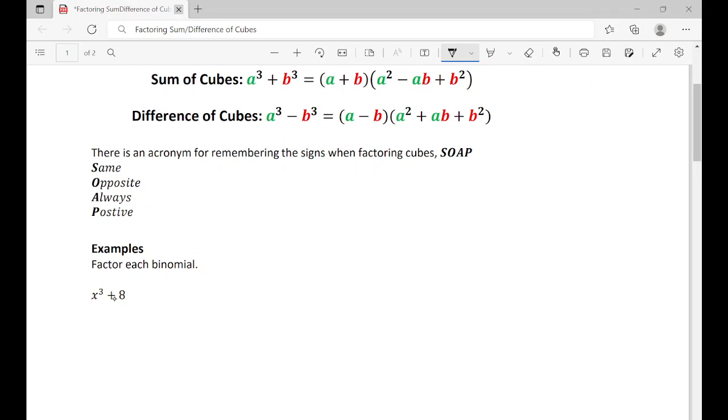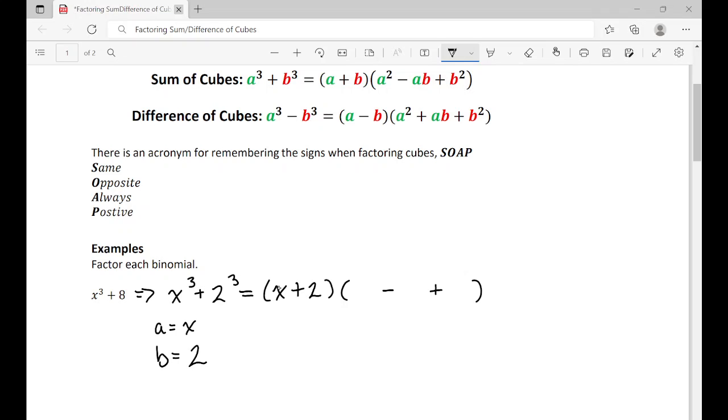So x cubed plus 8, we can rewrite as x cubed plus 2 cubed. The factored form is going to be one small parentheses and one large parentheses, where a is x and b is 2. Since it's a sum, we fill in our signs as same, opposite, and always positive. Then fill in our a's and b's. A is x, so x goes first. B is 2, so 2 goes second.